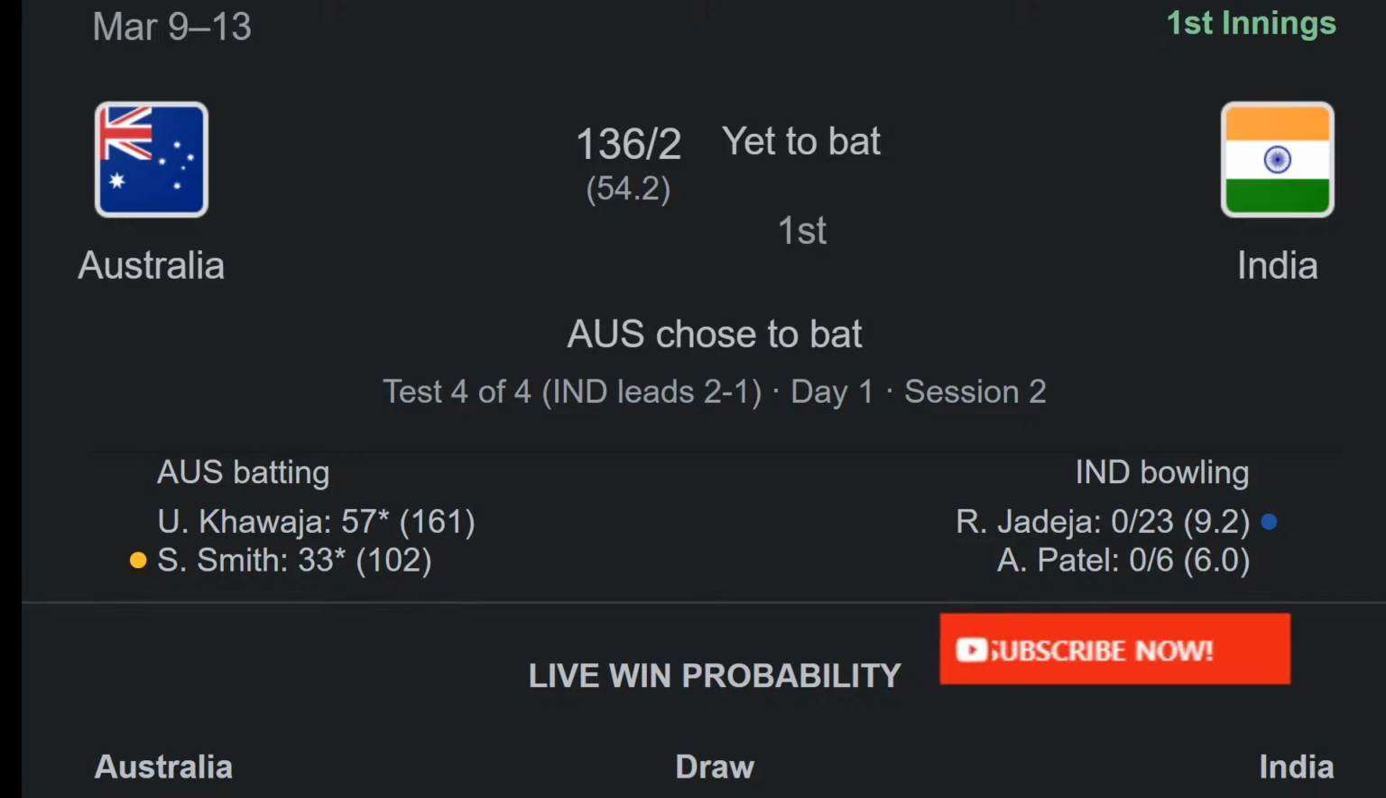Current run rate is 2.50. In a test match there is no relevance with the current run rate, but the speed of batting is determined by it. So Australia are going very smoothly, their batters trying to make some influence over the bowlers of India. In their first innings they are 136 for the loss of 2 wickets.